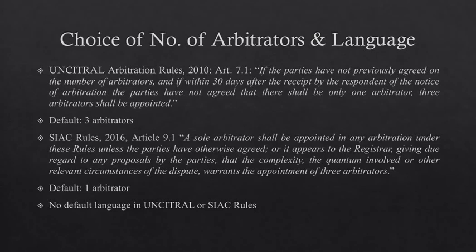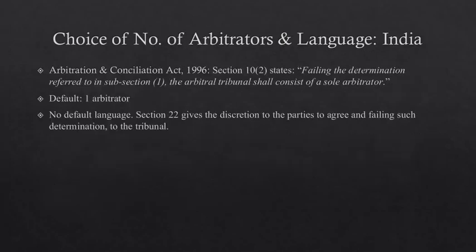So, what about the position in India? In India, the Arbitration and Conciliation Act 1996 also provides for one arbitrator as the default number of arbitrators in the absence of any choice by the parties. Section 10(2) says, failing a determination referred to in subsection 1, the arbitral tribunal shall consist of a sole arbitrator. Subsection 1 gives the discretion to the parties to agree on the number of arbitrators. Again, like those rules that we saw some time back, the 1996 Act does not provide for a default language.